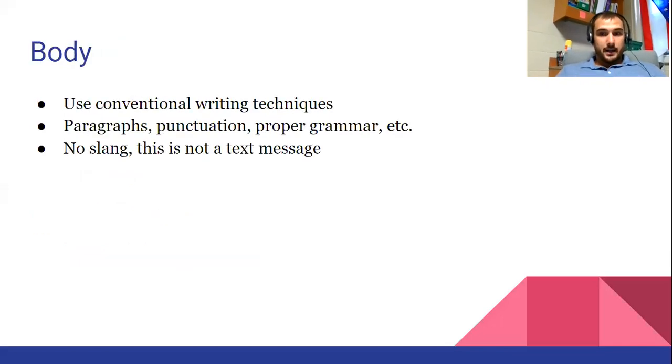So the next part is the body of the email, and this is basically just like writing a paper. You're going to use all the conventional writing techniques. So you're going to use proper paragraphs, punctuation, grammar, pretty much like you would write an academic paper. You want to make sure that you're spelling things correctly and you're not using any slang. This isn't a text message. You don't want to use any abbreviations. You're not talking with your friends. You're talking to somebody who you're usually trying to get information from or communicate information to.